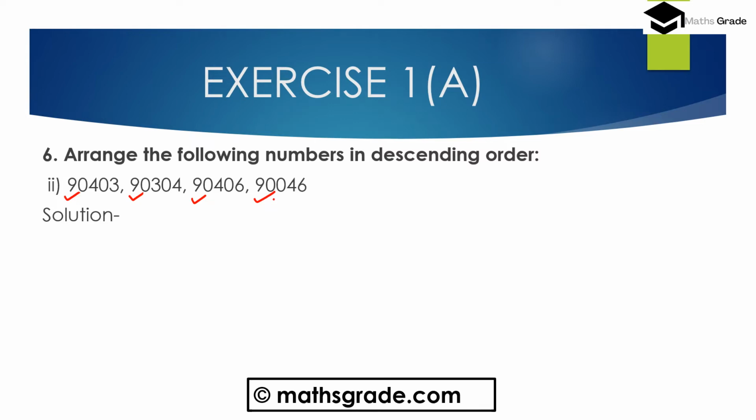In 90,403, 100 place value digit is 4. In 90,304, 100 place value digit is 3. In 90,406, 100 place value digit is 4. In 90,046, 100 place value digit is 0. So 90,403 and 90,406 are the greater ones. 4 is greater than 3, greater than 0.